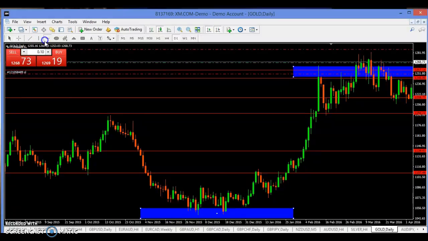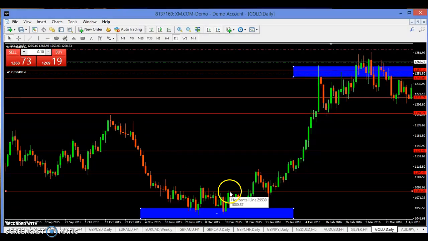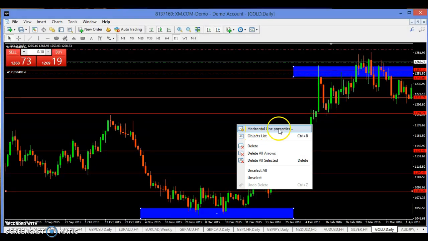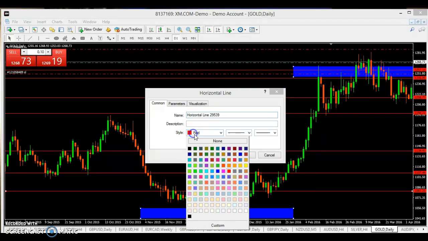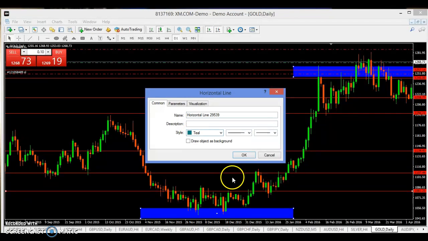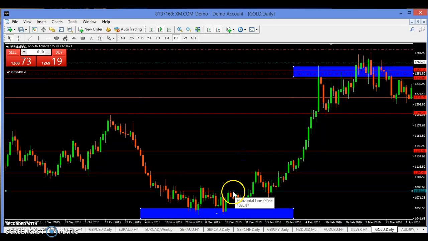So if I take my line, this is the level where I'll be watching. You can see this level, right? I can even make this line green, in the horizontal line properties, so that it will not confuse us with the other lines. If the market breaks this line, I'll not enter the trade. I'll wait for it to retrace.